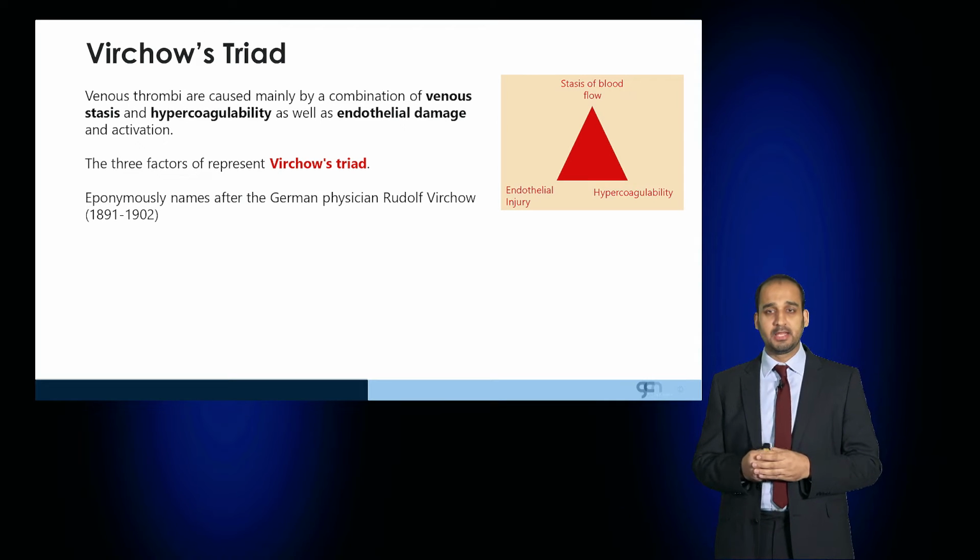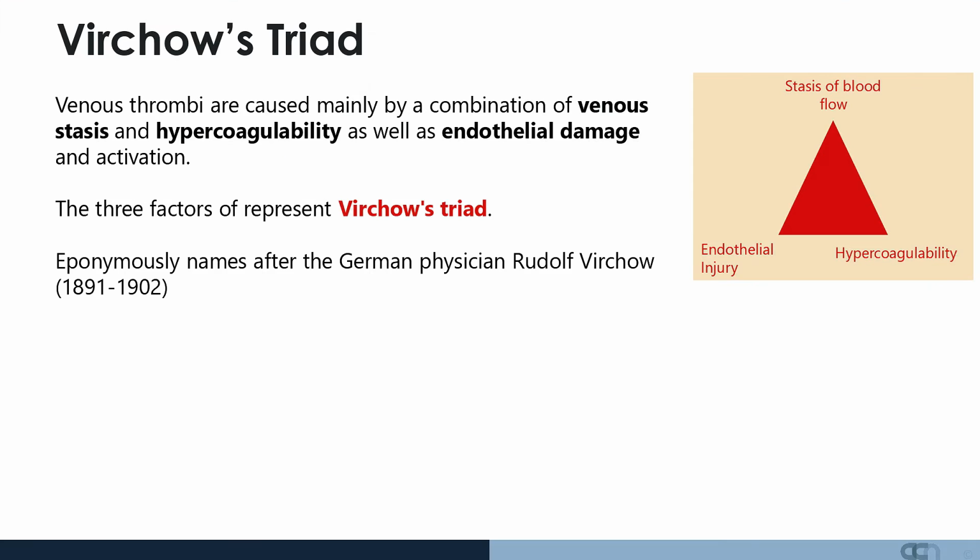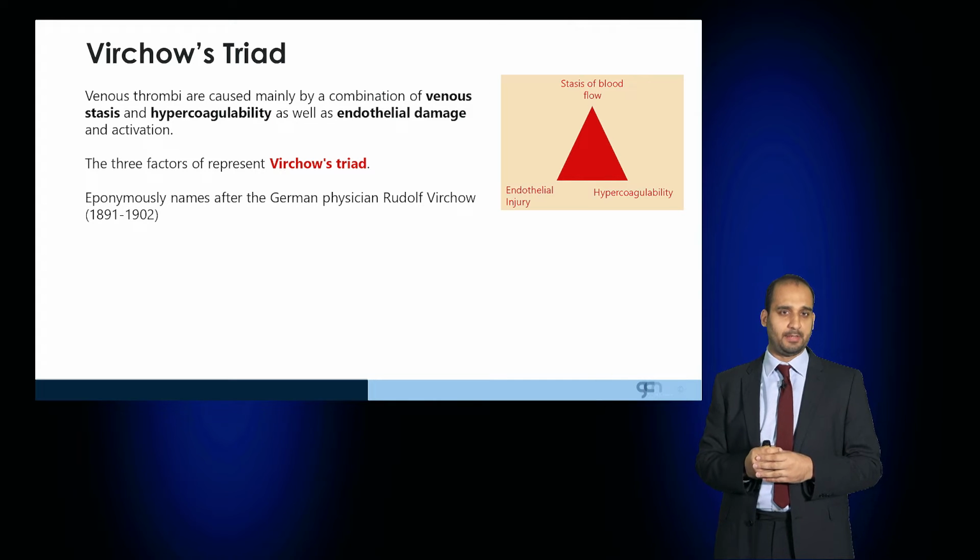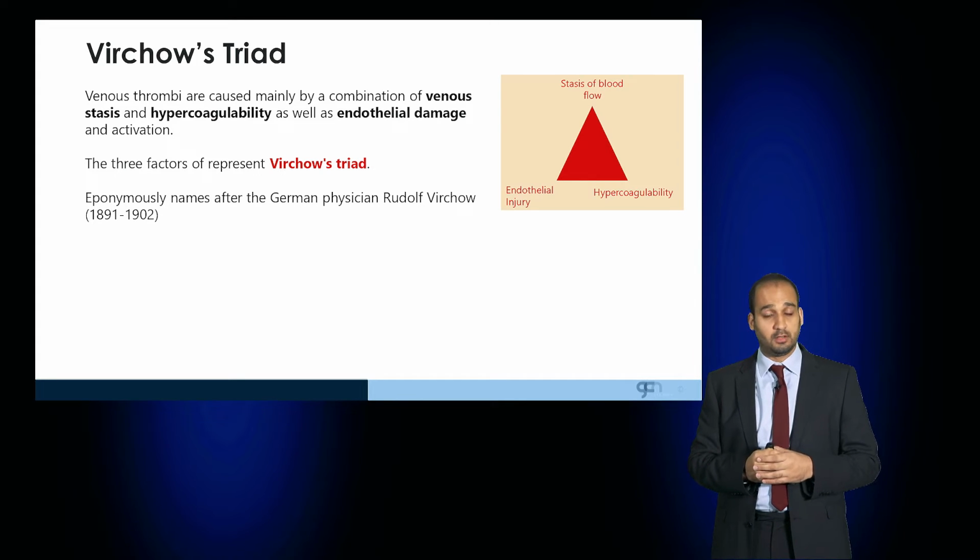Virchow's triad contains three key features, and the triad states that thrombi are caused mainly by a combination or as a result of venous stasis, hypercoagulability, as well as endothelial damage. And this triad was named by the German physician Rudolf Virchow.